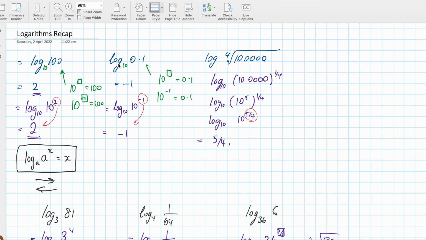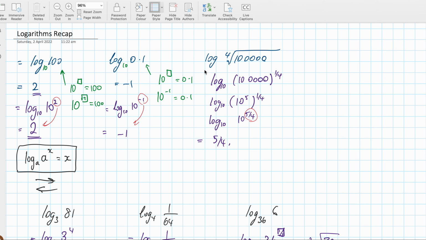Let's move on to log base 10 of 0.1. We have to think, how many times do I have to multiply 10 to make 0.1? A little bit more abstract, so we can think of it like this: 10 to the power of something equals 0.1. And we know that this must be 10 to the negative 1. Remember from our table, all the decimal numbers we should know for the powers.